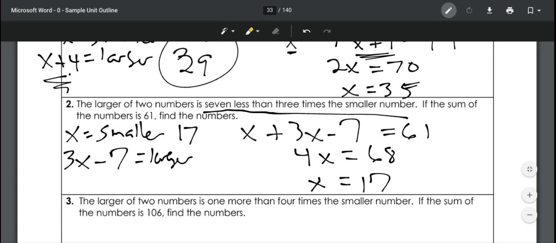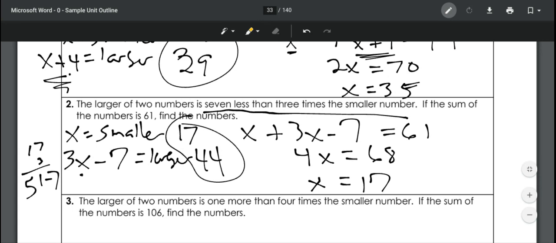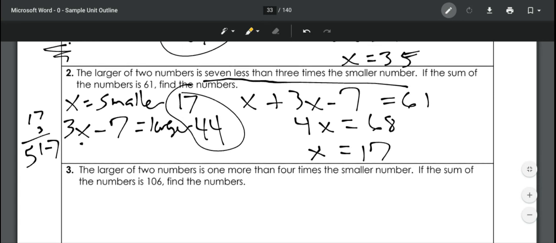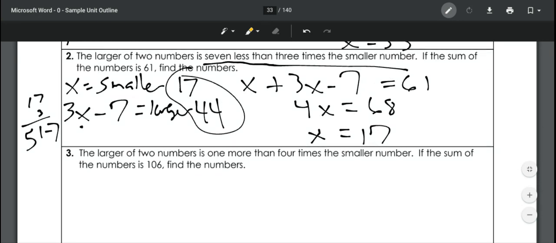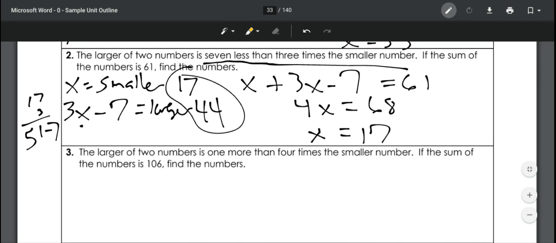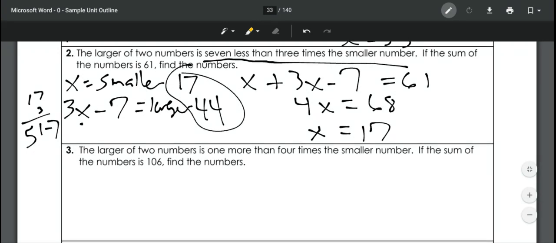And then we're going to do 17 times 3. We're going to plug it in here. And that's 51. And then minus 7. So that's going to be 44. So you go ahead and pause it and see if you get the next couple of them right.